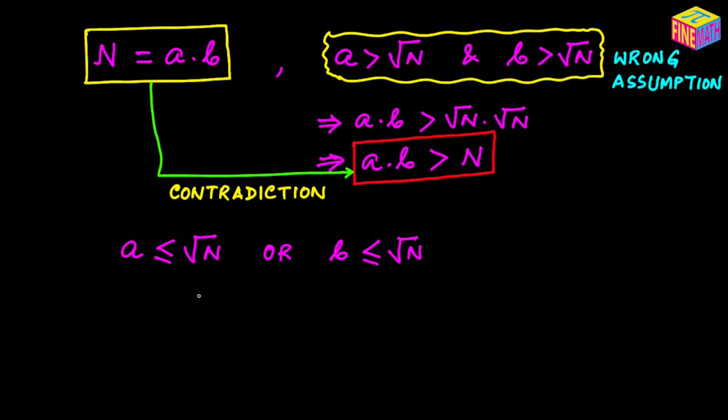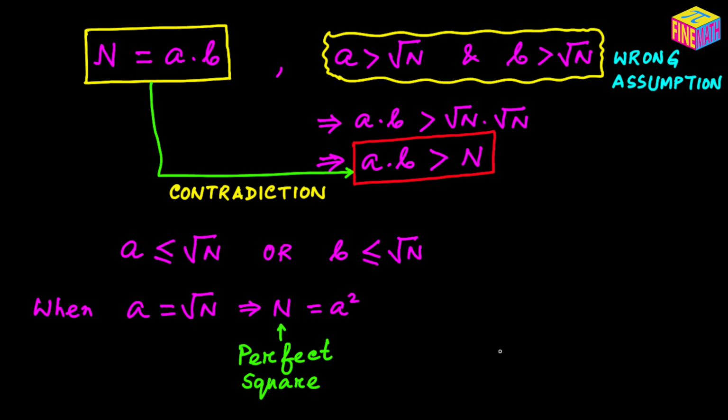When will the equality happen? Well, the equality will happen when n is a perfect square, because if a is equal to square root of n or b is equal to square root of n, then what happens? Let me just go with a. When a is equal to square root of n, then n must be a squared. That means n is a perfect square. So the equality happens when n is a perfect square.